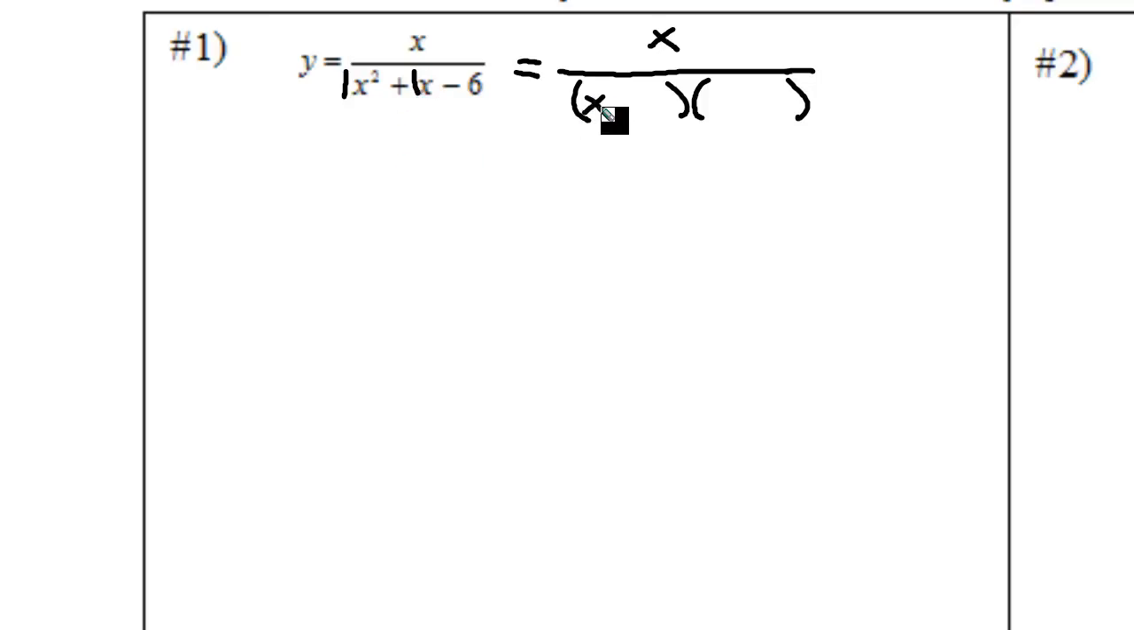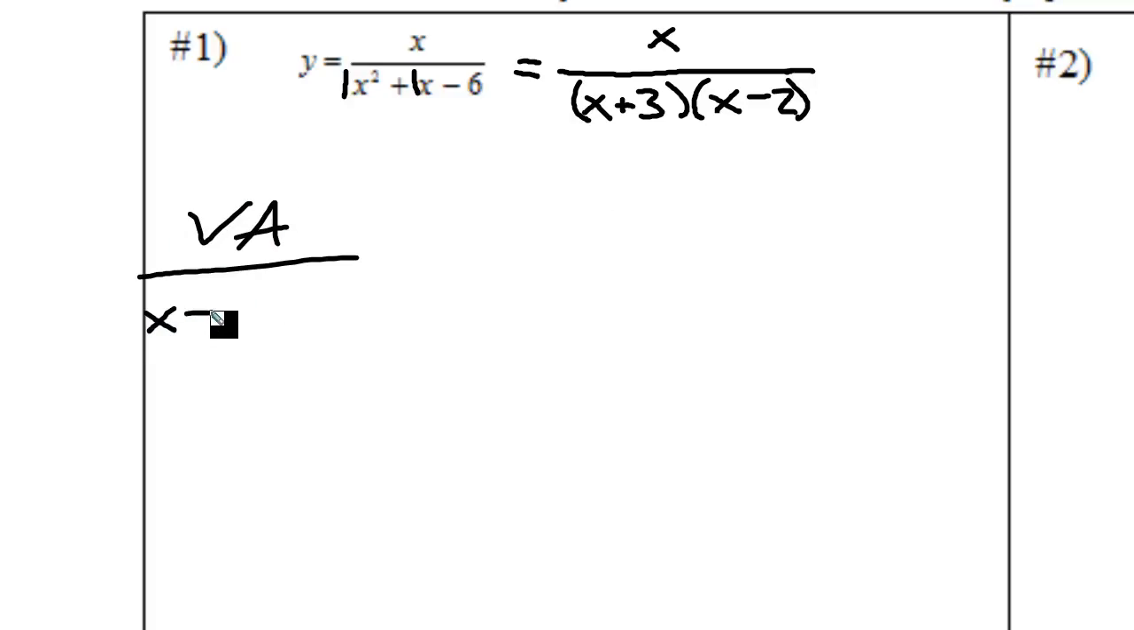So it's going to give us x plus 3 and an x minus 2. So anything cancel from the top and bottom? If it does, then that means there's holes. Nothing cancels. To find your vertical asymptotes, take your denominator, your factored version of it, set it equal to 0.